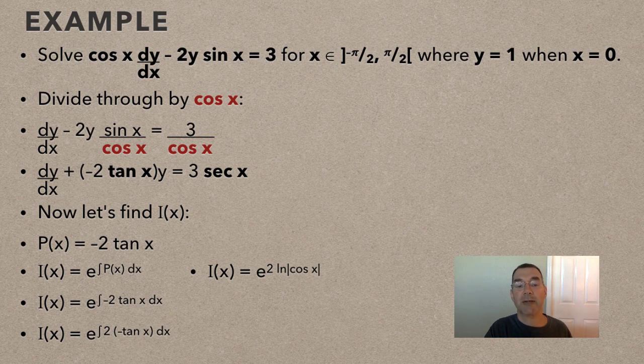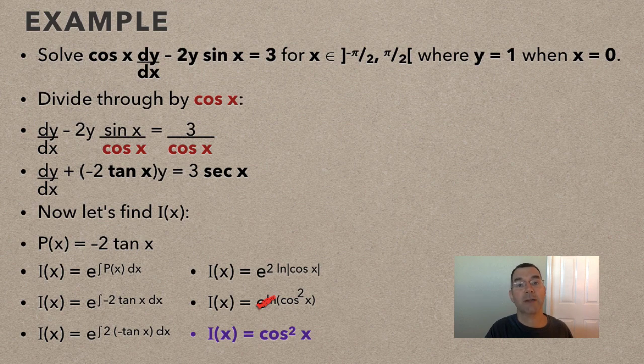So my integrating factor is going to be e to the 2 natural log cosine x. And if you remember your rules for natural logarithms, that 2 that's being multiplied out front can actually become an exponent of your argument. So my integrating factor is going to be e to the natural log of cosine squared x. And knowing that e and natural log cancel each other out, I know that my integrating factor would have to be cosine squared of x.